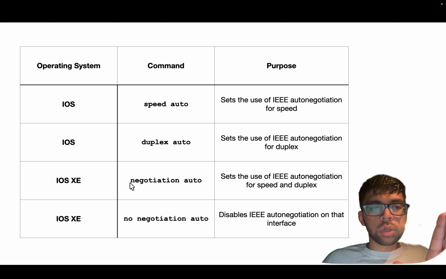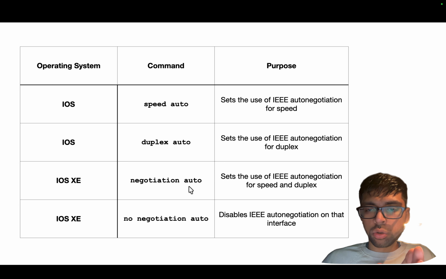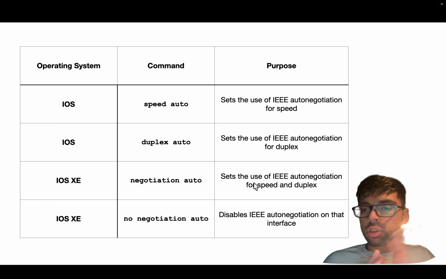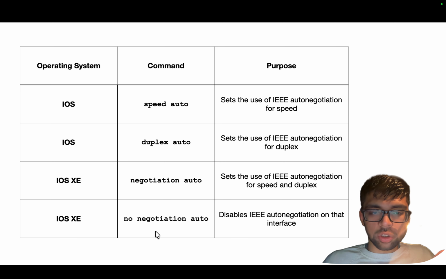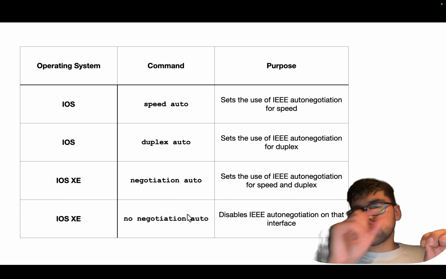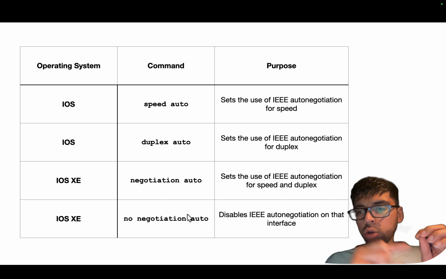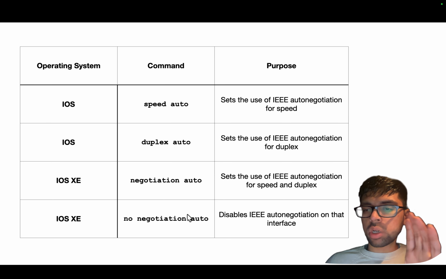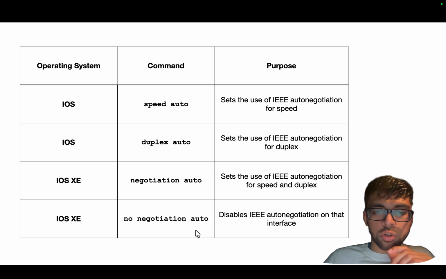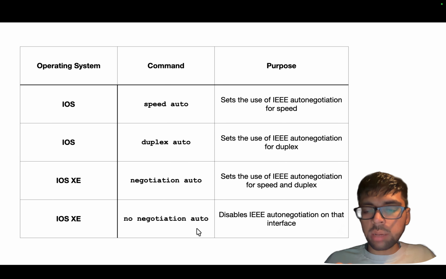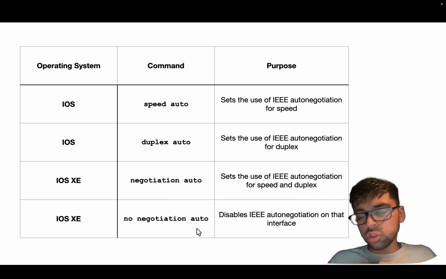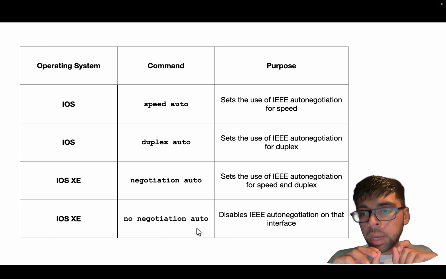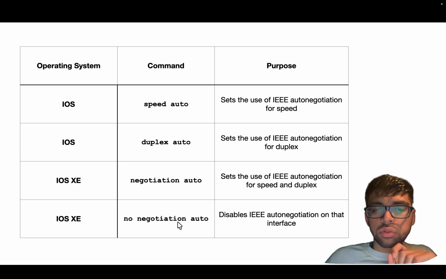But when it comes to IOS XE, we use negotiation auto, and that sets auto negotiation for speed and duplex. With no negotiation auto, that disables auto negotiation on that interface. So negotiation auto, and if you want to disable it, you just use the no at the start. No negotiation auto to disable auto negotiation. Now remember, if you want to statically configure your speed and duplex, you need to do this first. No negotiation auto. You need to make sure that you disable that IEEE auto negotiation, and then you configure your speed and duplex settings manually. Otherwise, you can't do it. You have to use this first.